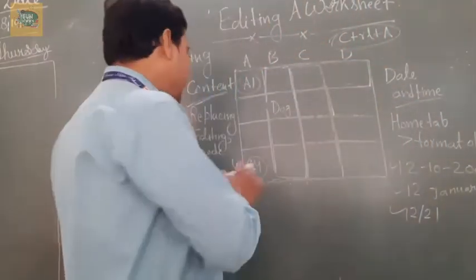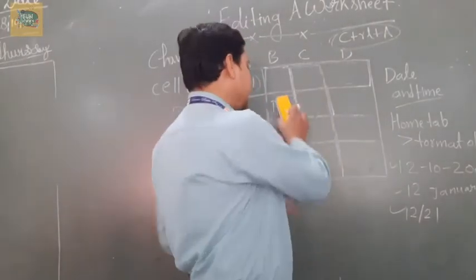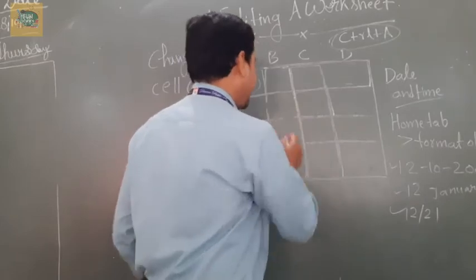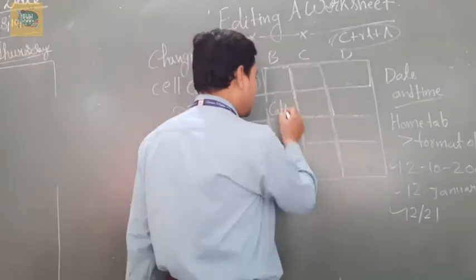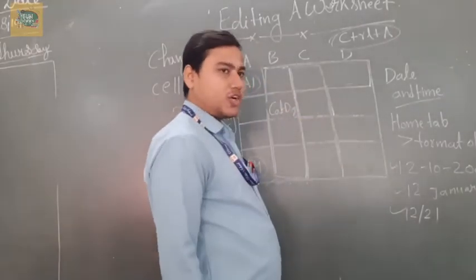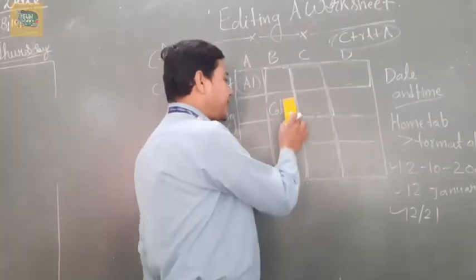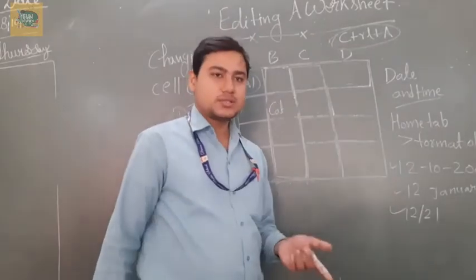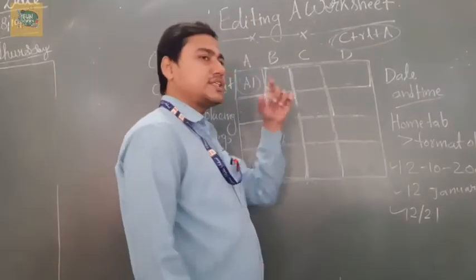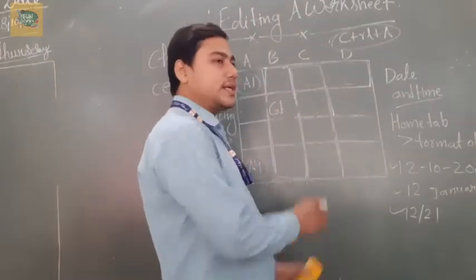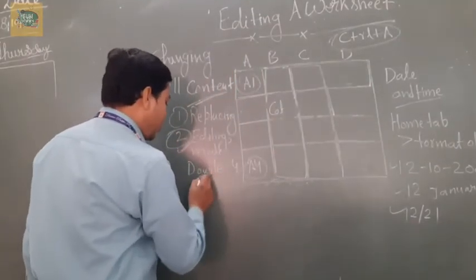Now the next one is editing mode. Suppose I have written cat here, and after cat I also want dog, both cat and dog. If I only click, the text will be replaced, but I don't want to replace. I want to write after this word. For this, I double click on this cell.